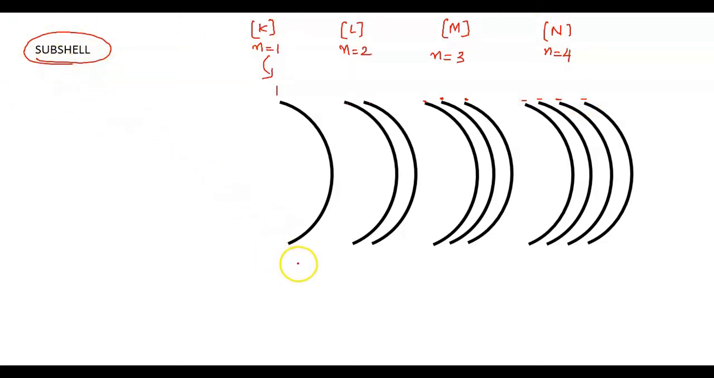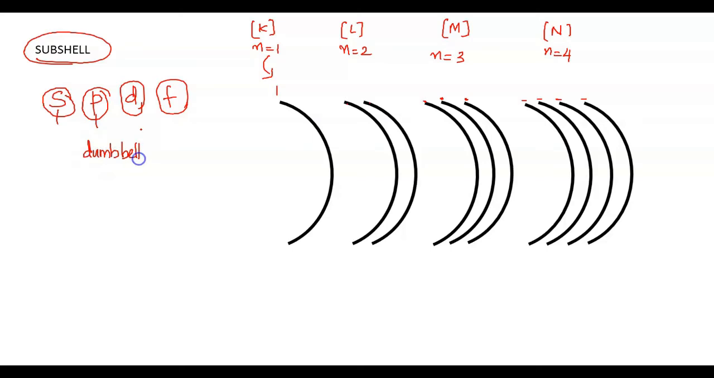Now we are going to study these subshells. Which are the different subshells? The different subshells are S, P, D, and F. Okay, S subshell, P subshell, D subshell, and F subshell. The shape of the S subshell is spherical, P is dumbbell, and D is double dumbbell, and F is something complicated. This is one complicated shape.